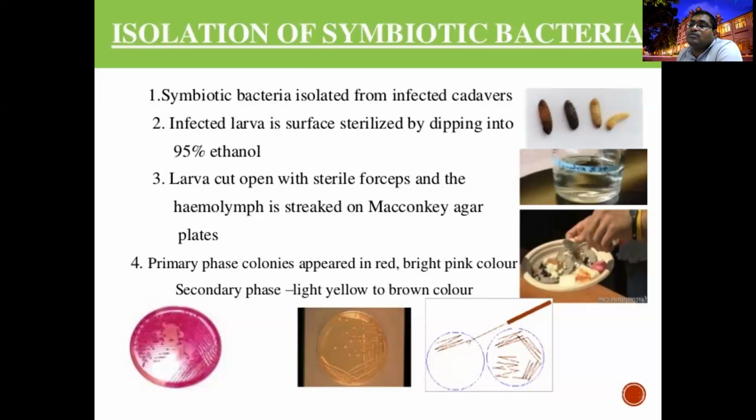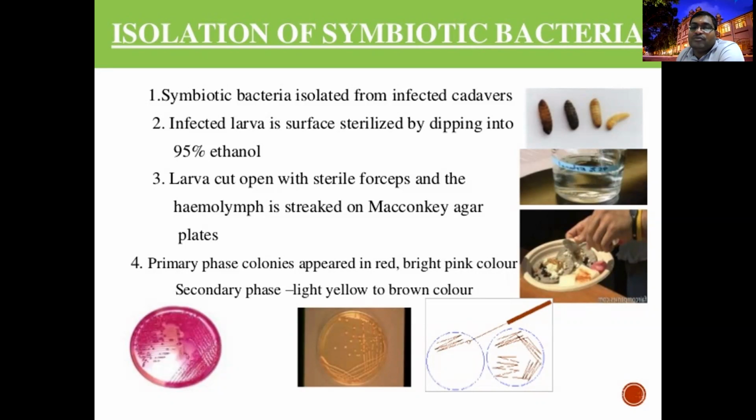or a thin brown color. So what you can do is collect that cadaver, surface sterilize it, then take out the inner content from the larva and streak it on a suitable medium. This suitable medium is what we call MacConkey agar plates. You can use MacConkey medium.